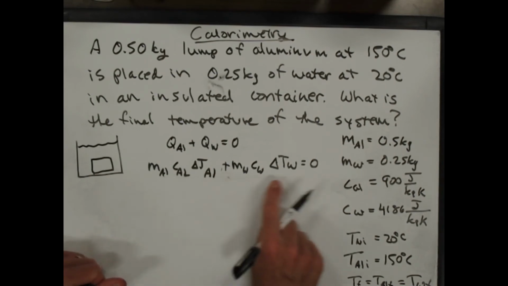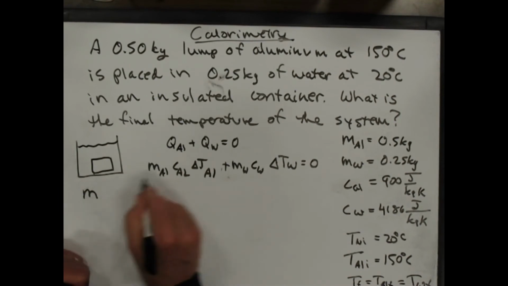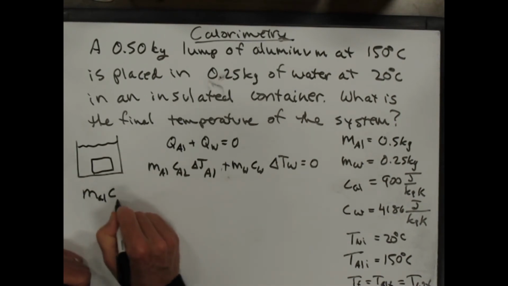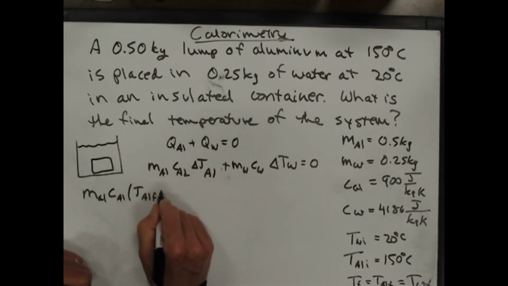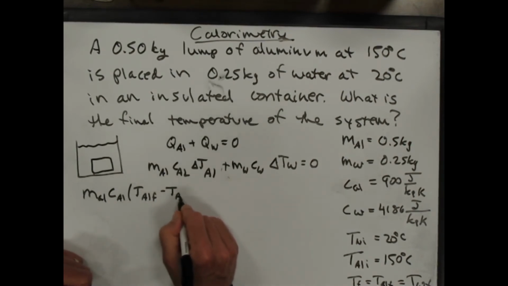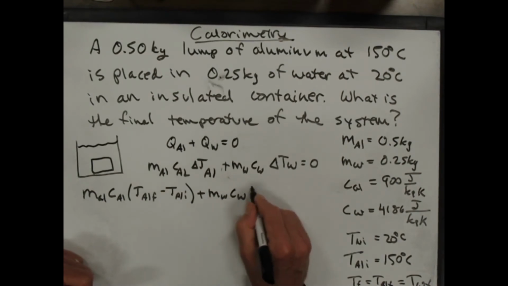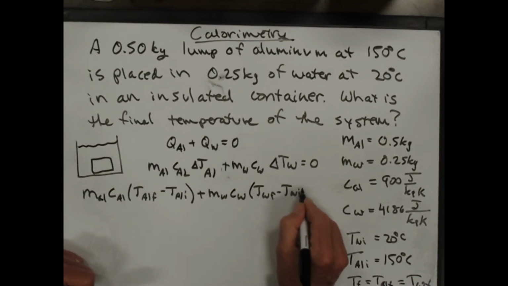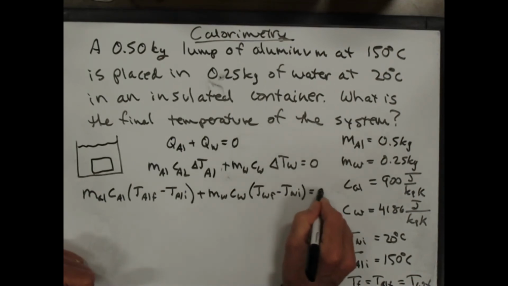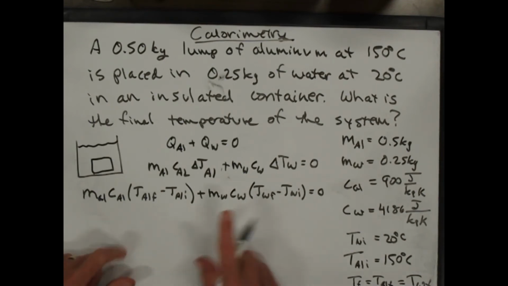And so if I expand this out, the thing we're looking for is T final, and so I can write, well, this becomes the mass of the aluminum times C for the aluminum times T aluminum final minus T aluminum initial, plus mass of water, C water, times T water final minus T water initial equals 0.